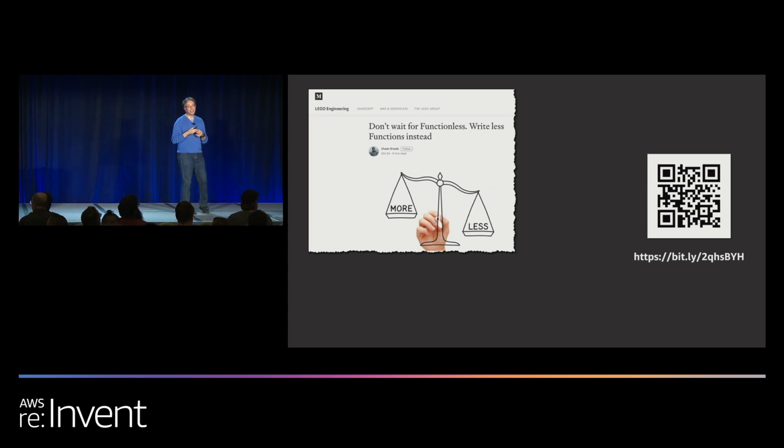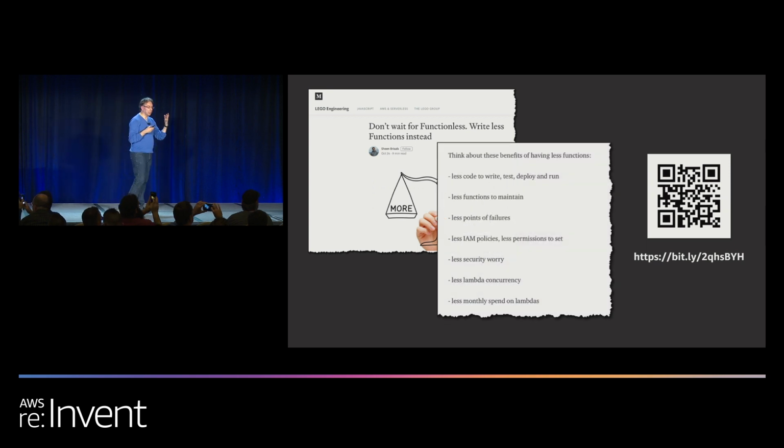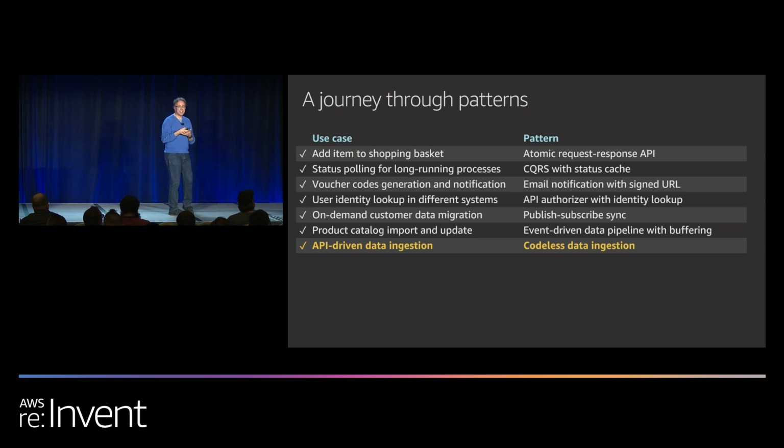And he also wrote an article on the Lego engineering blog. So if you want to see more information on how to set up a similar architecture, that is this article on the Lego engineering blog. Shin goes into details of what the advantages are. Also, some we already covered. One thing that struck me was that every Lambda function needs some sort of permissions to do what is done. Every Lambda function has a role. So in this case, you also reduce the number of security permissions that you have to manage. Also, the security is easier by reducing the number of functions. So this is a codeless data ingestion.